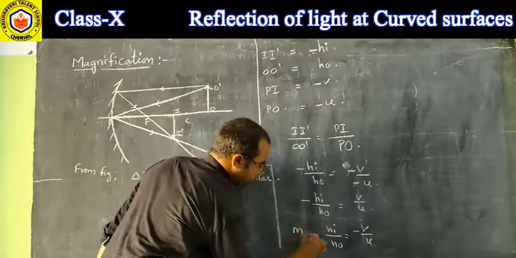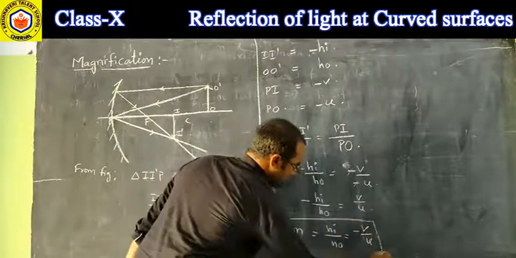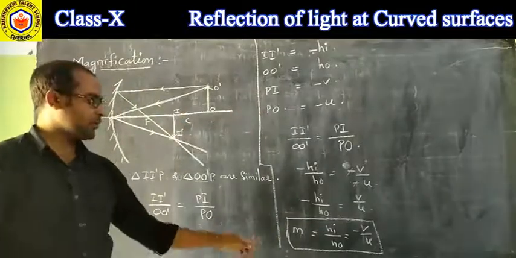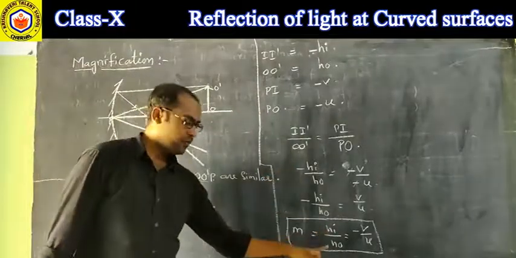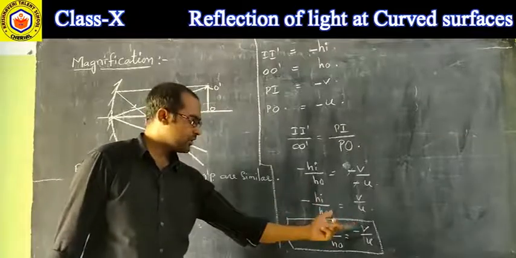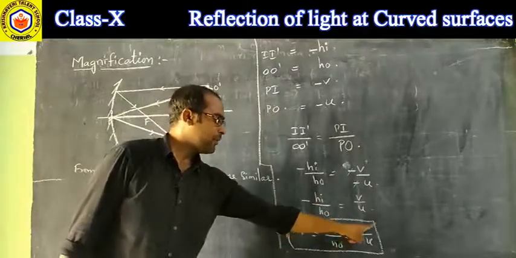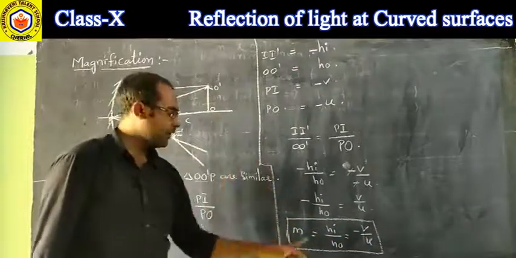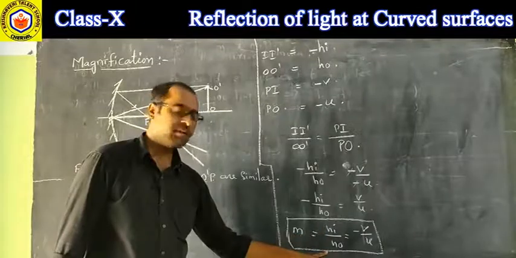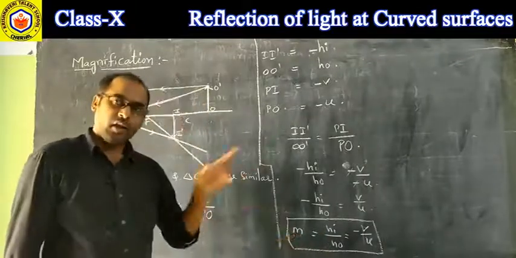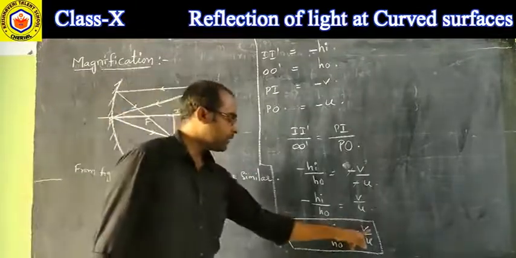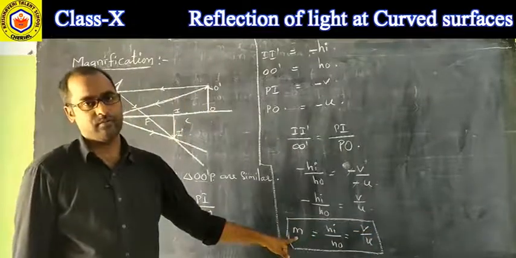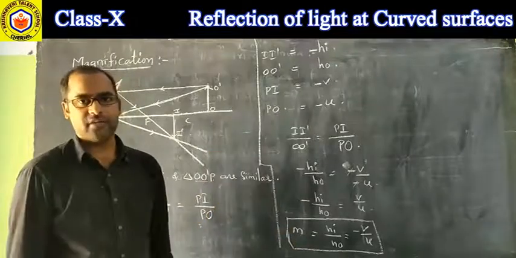So this is the formula for magnification. M equals the height of the image by the height of the object, or it is always equal to minus of image distance by object distance, minus V by U. So if the height of the image and height of the object are given, we can calculate magnification. In another manner, if we have image distance and object distance, we can calculate magnification.